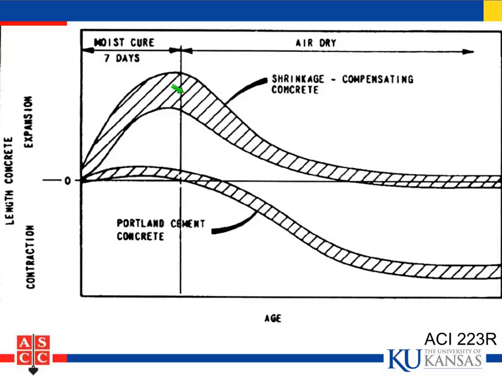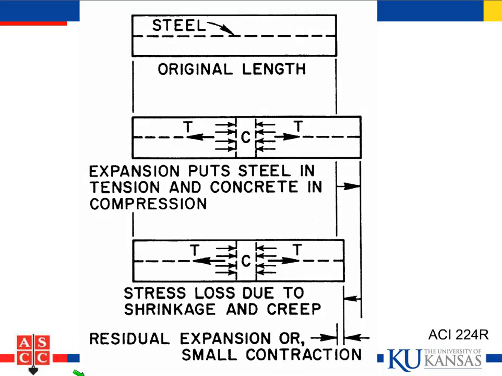And then as it begins to dry, it shrinks just like regular concrete. Well, here is regular Portland cement concrete, minimal expansion during curing, and then it shrinks. The two shrink about the same amount. The trick is, what do you do with this expansion to help you out? What you do is you have to have internal restraint. And so we do that with reinforcing steel.